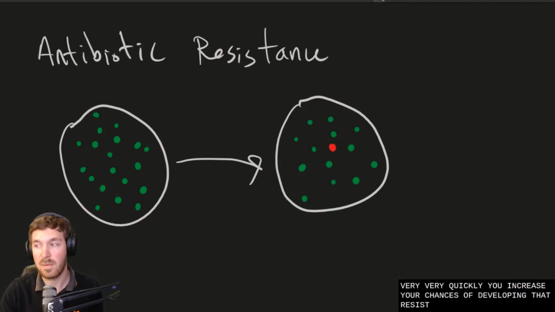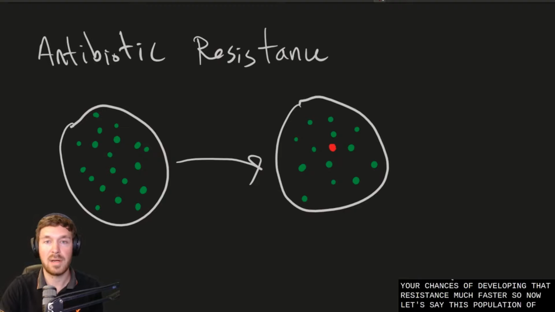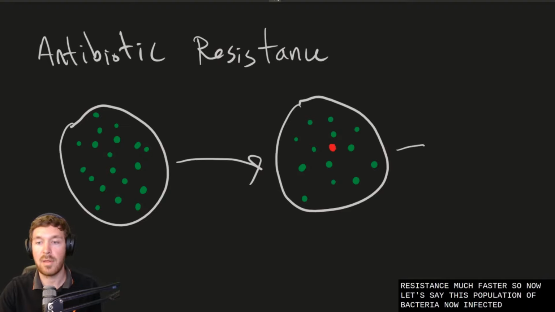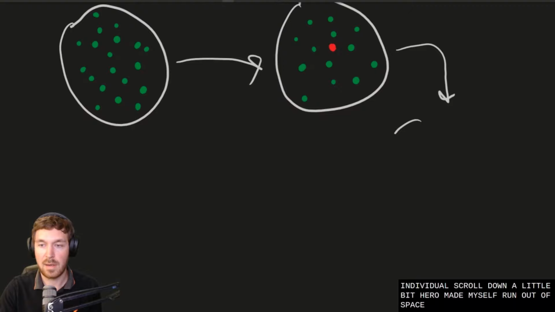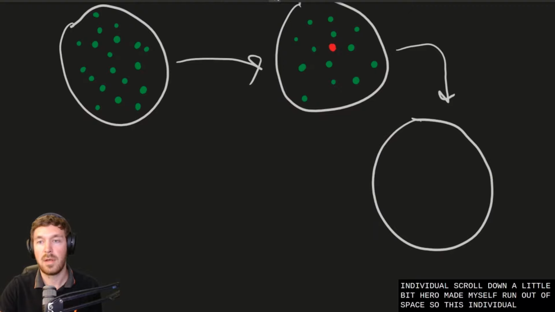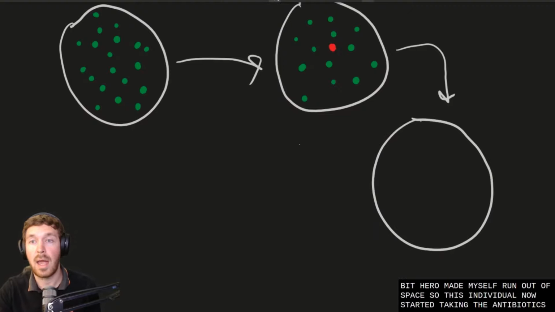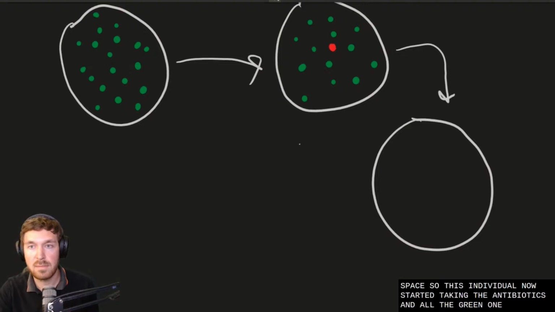So now, let's say this population of bacteria infected another individual. Scroll down a little bit here. I made myself run out of space. So this individual now started taking their antibiotics, and all the green ones died.